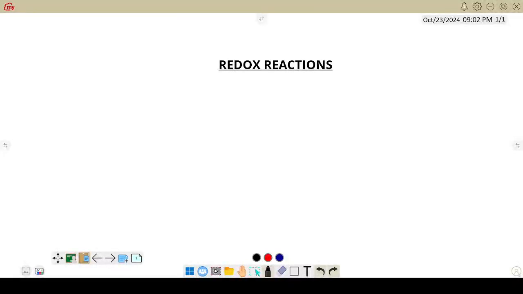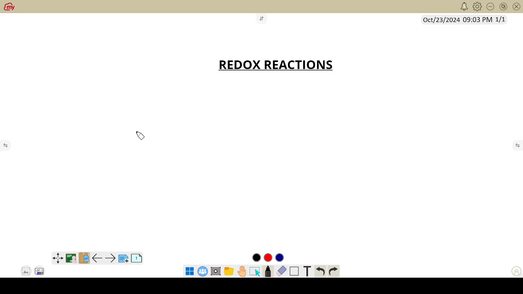Okay, so we can get started with our revisions. So let us revise the redox reactions. First thing first, we can discuss the oxidation numbers. The oxidation number simply shows the degree of oxidation or reduction. The important thing here is to understand how to calculate the oxidation number.